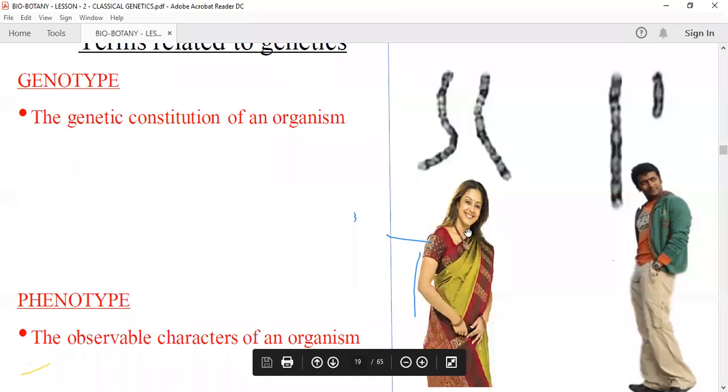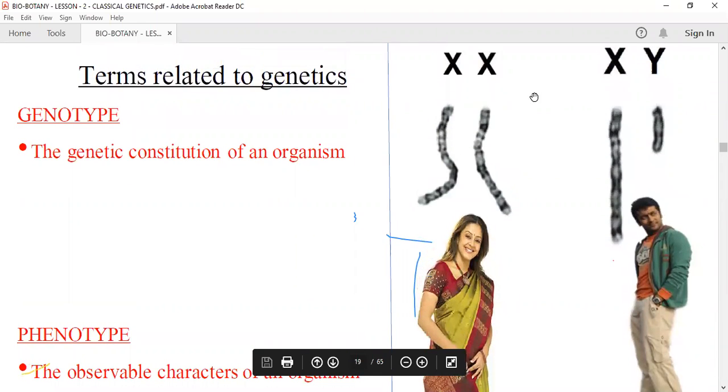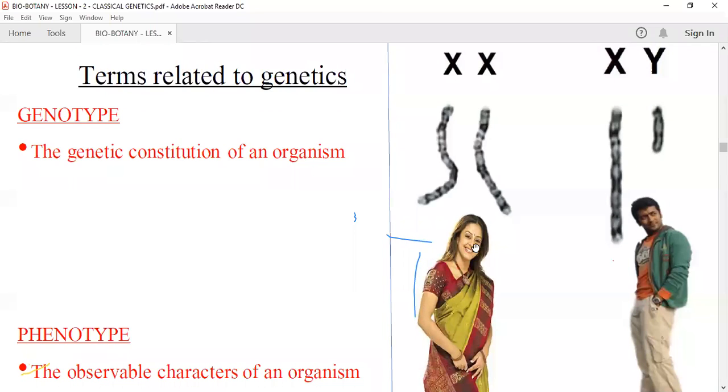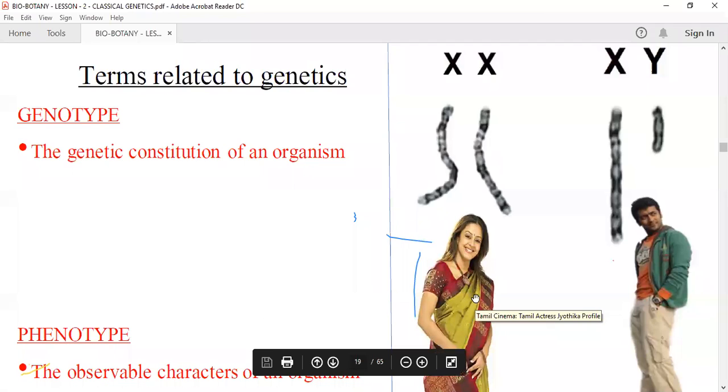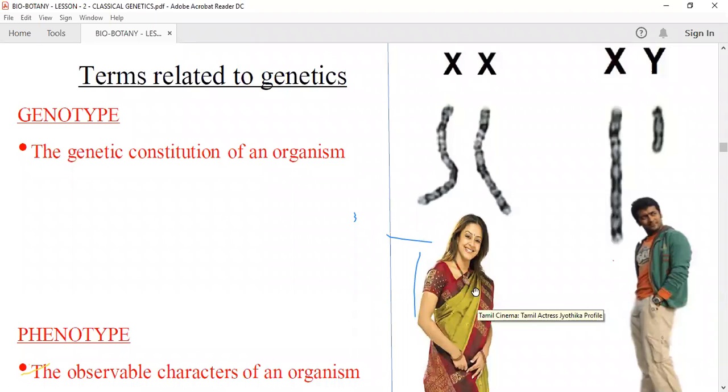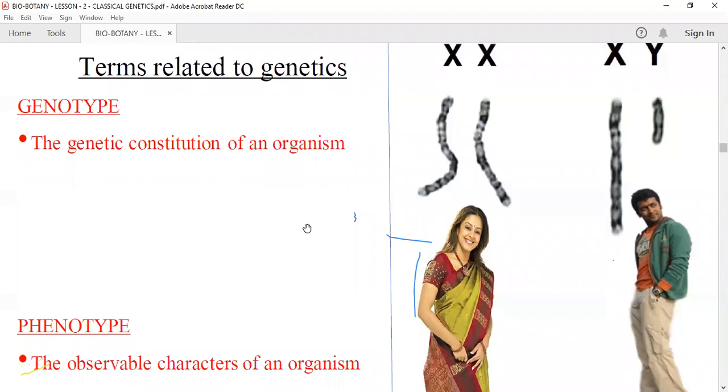So by observing, you can see this is a female, and by observing, you can see this is a male. But when you look at the genetic constitution, if it is XX, automatically it is a female. If it is XY, it is a male. So the genetic constitution of an organism, XX or XY, is called the genotype. So you have to know the genotype and phenotype. These are the important terms. You have to always keep them in your mind. External observable characters you call the phenotype, and genetic characters are called the genotype.